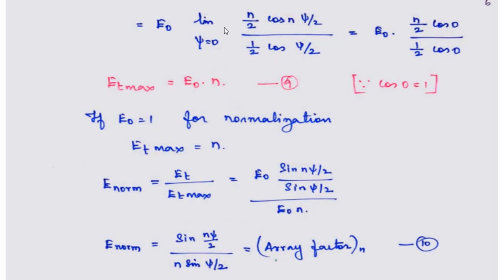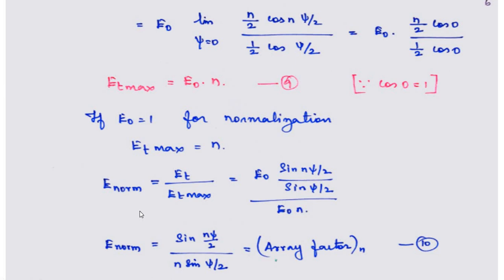So while differentiating, I am getting n by 2 cos n psi by 2 by 1 by 2 cos psi by 2. Now I am going to substitute psi is equal to 0 here. So it will be cos 0 by cos 0, it will be 1 by 1. So we are getting the value of n by 2 by 1 by 2. So the 2 will be cancelled, then we have E naught into n. So this is the maximum total field component from the distance point, right?